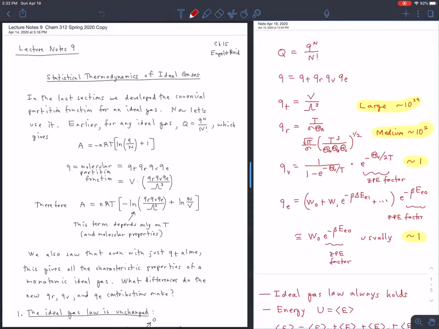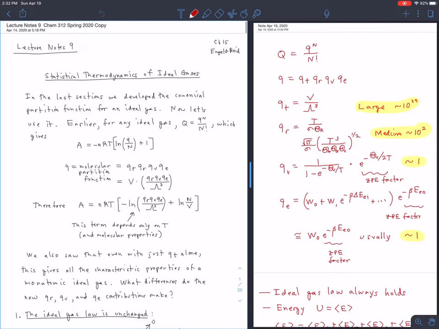In the last few lectures, we've been going through all the stuff that you need to know in order to understand the statistical thermodynamics of ideal gases. And now we're ready to apply that in the general case. Earlier we applied it just to monatomic ideal gases. Now we'll be able to apply it to every kind of ideal gas.